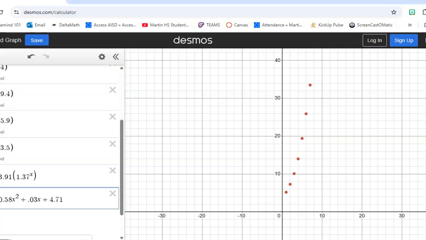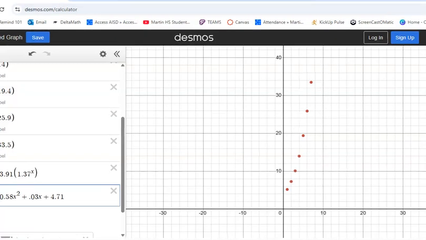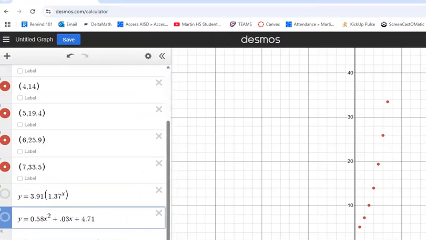So I know it's not linear, but here comes the trick. Is it going to be quadratic or exponential? So I did a regression for both, and I have those equations here.